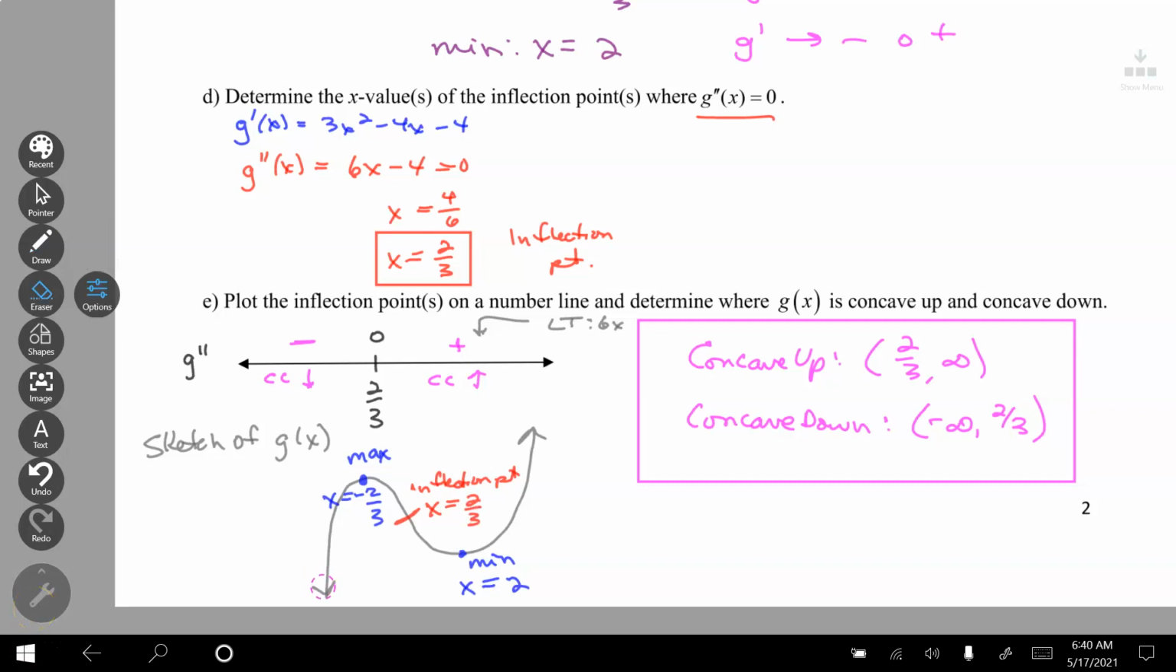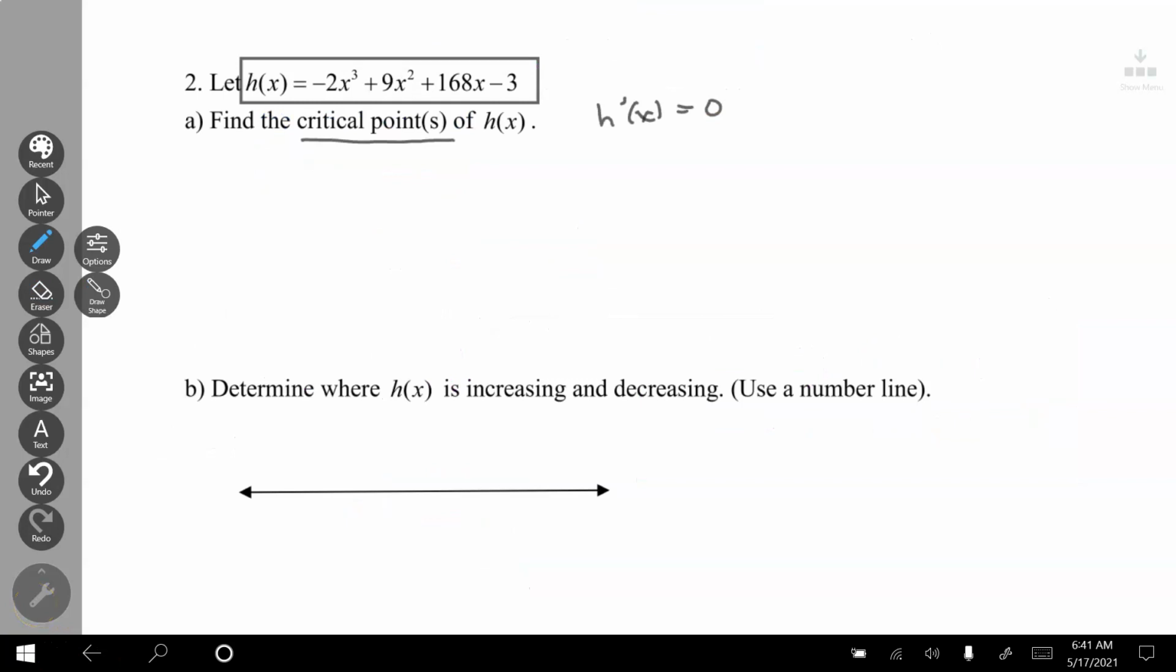And we can match what we did before. It is increasing from negative infinity to negative 2/3 and from 2 to infinity. It is decreasing from negative 2/3 to 2. It is concave down from negative infinity to 2/3. It is concave up from 2/3 to infinity. It all matches. Okay, another example.